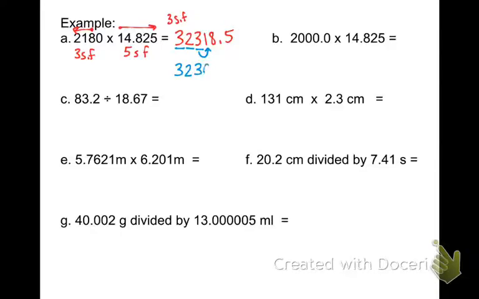So we get 32,000. And then this is what I mean about keeping those zeros here. You want to keep those as placeholders because 32,300 is very close to 32,318. A lot of people just say, well, we need 3 sig figs, so I'm just going to make it 323. You can't do that. That is not even remotely close to the number that we're looking to round. So make sure that you keep those zeros in there. Next one.